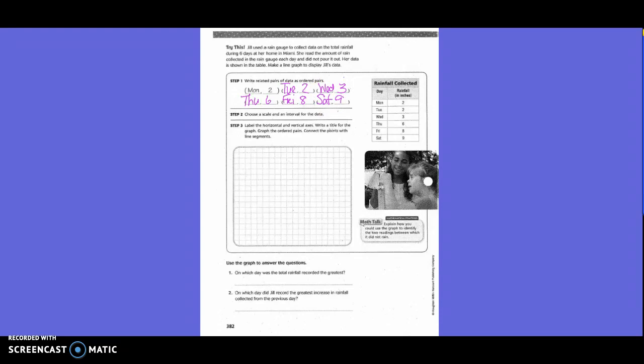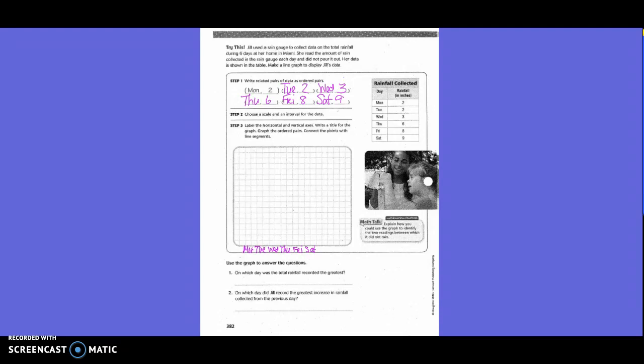Okay, so we need to decide how we're going to move about our data points. So should we write Monday and then skip 2 spots? Tuesday, skip 2 spots. Wednesday, skip 2 spots. Thursday. What was next? Friday, right? Skip 2 spots, and then Saturday.